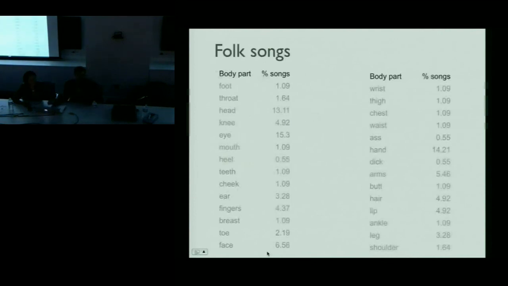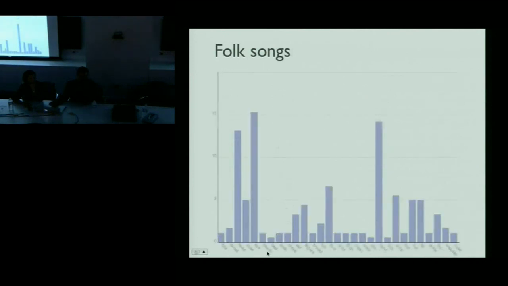It's no trouble at all to make a little computer script that does this. And you can quickly compile lists like this, for example. So in folk songs, in our sample, the word foot was used in 1.09% of our sample. Okay, not super compelling. You can make a bar graph. It's not very compelling either.